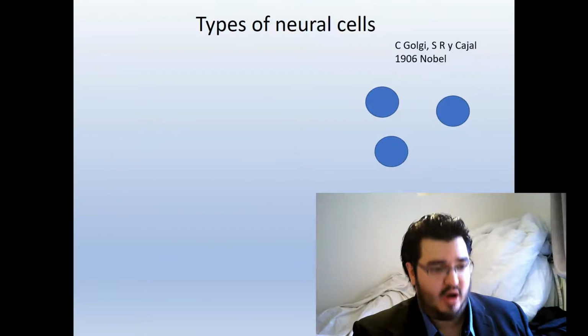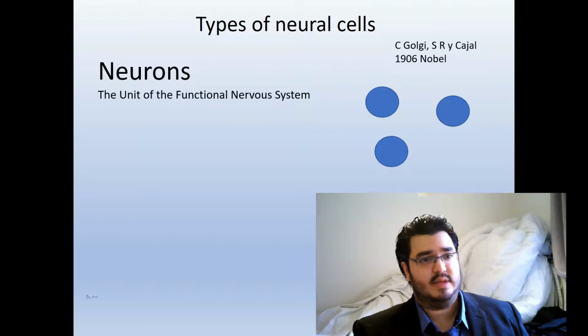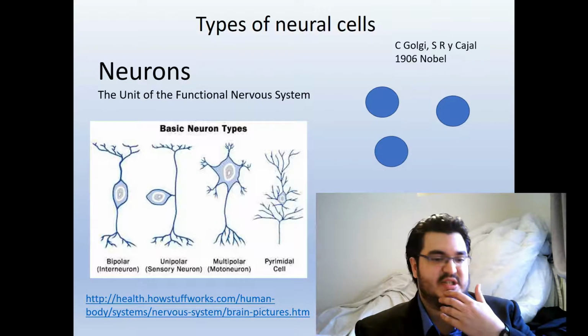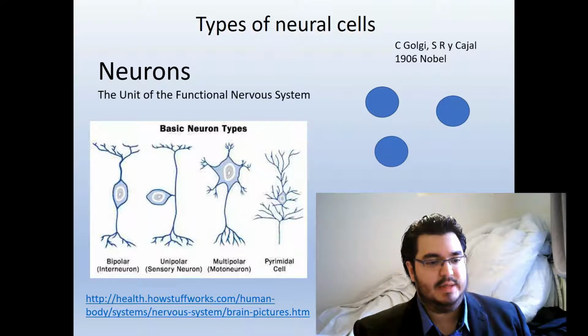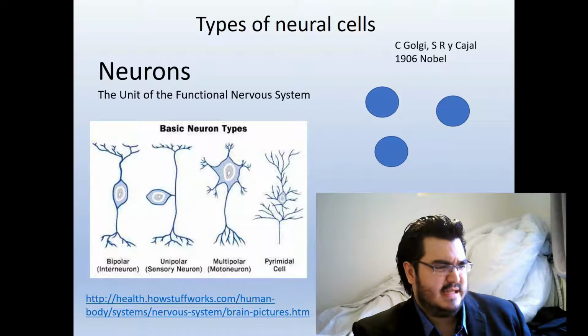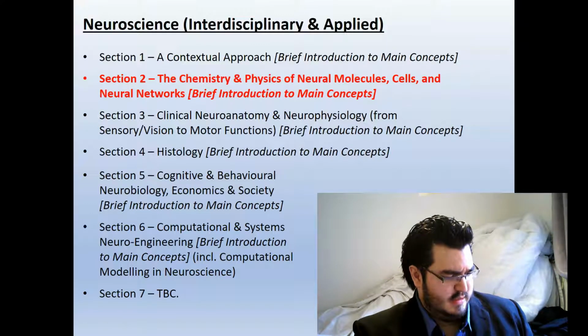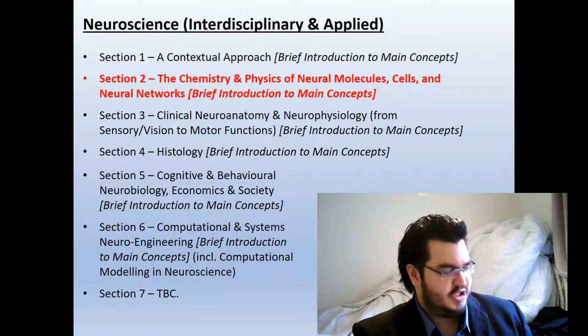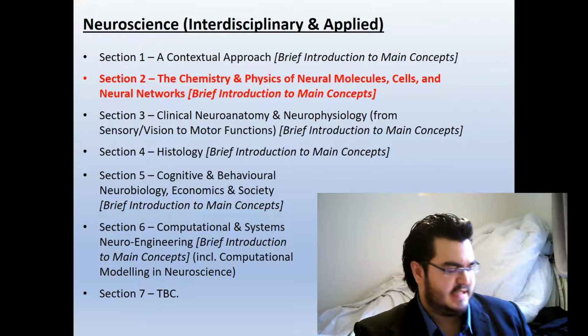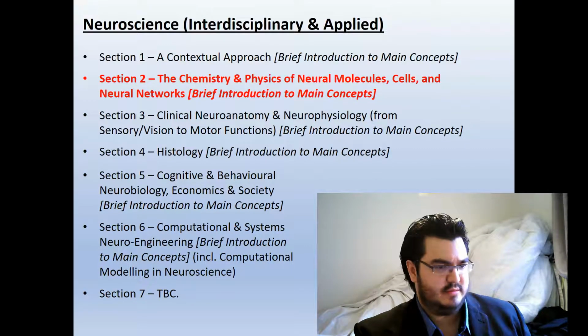What I want to talk to you about mainly is neurons. Neurons are the functional units of the nervous system, and these are just simplified diagrams. We have the axon and dendrites, and we have the cell body. That's all you have to know. They come in all shapes and sizes, as you can see. We'll cover this more in maybe section 4 on histology and section 6 on computational neuroscience.